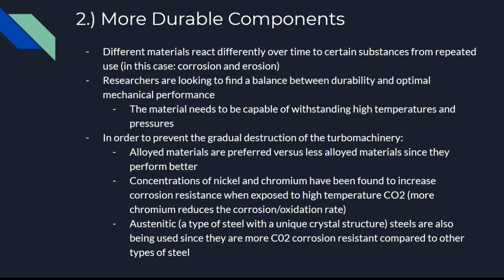It has been found that concentrations of nickel and chromium increase corrosion resistance, and austenitic steels are also being used. They're a type of steel that has a unique crystal structure, and they have been found to be more CO2 corrosion resistant compared to the other types of steel.